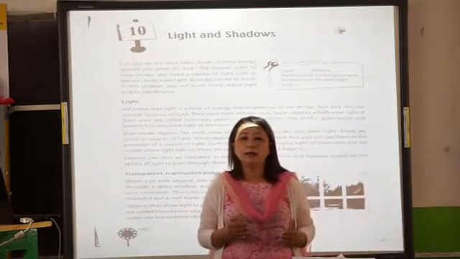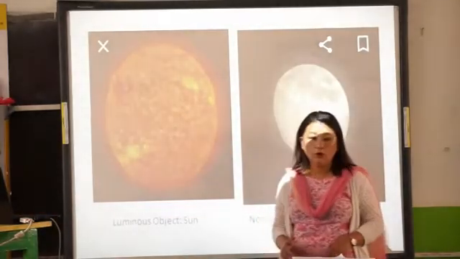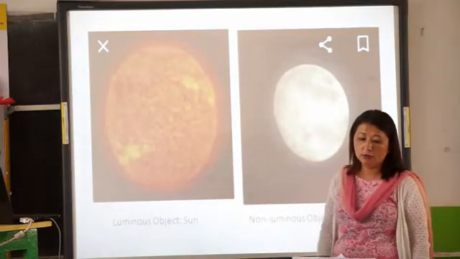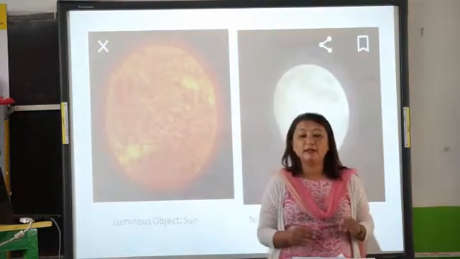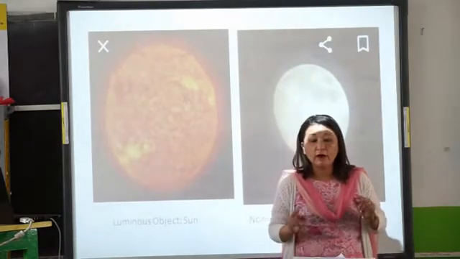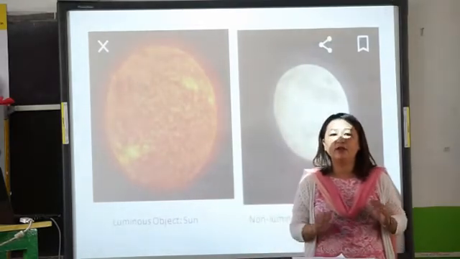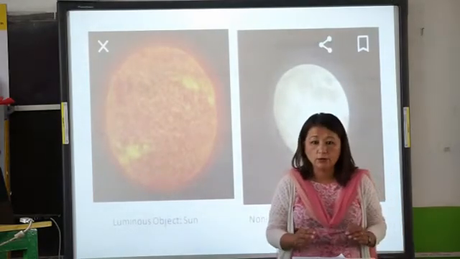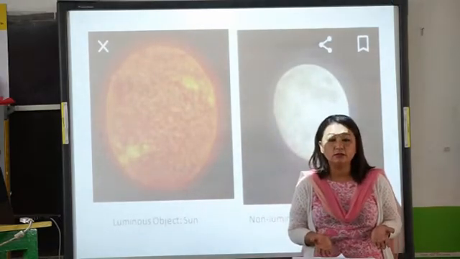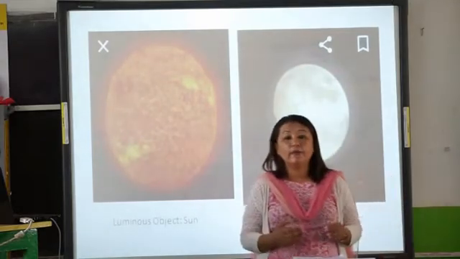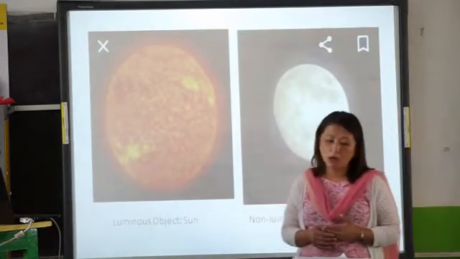Now let's see non-luminous objects. You can see this picture out here. So what is a non-luminous object? Objects that do not give out light on their own are called non-luminous objects.